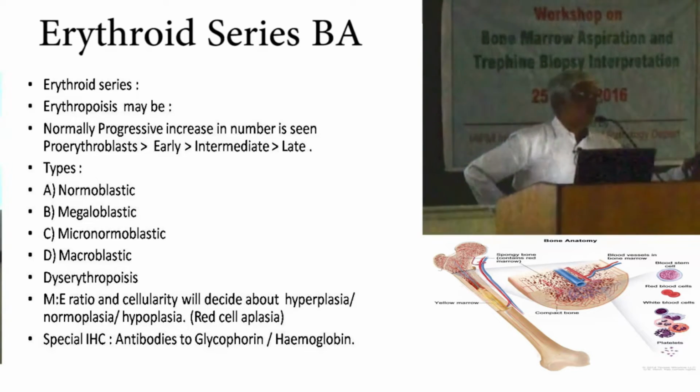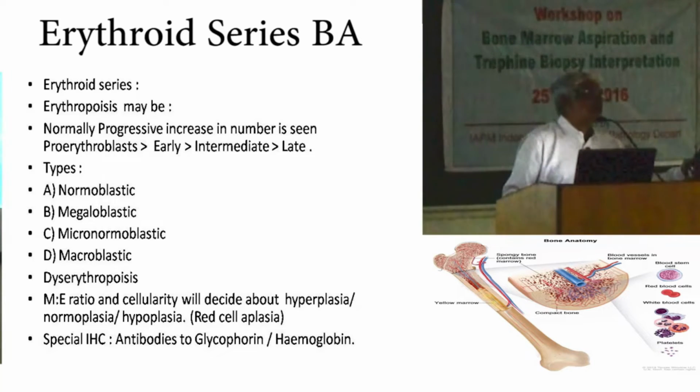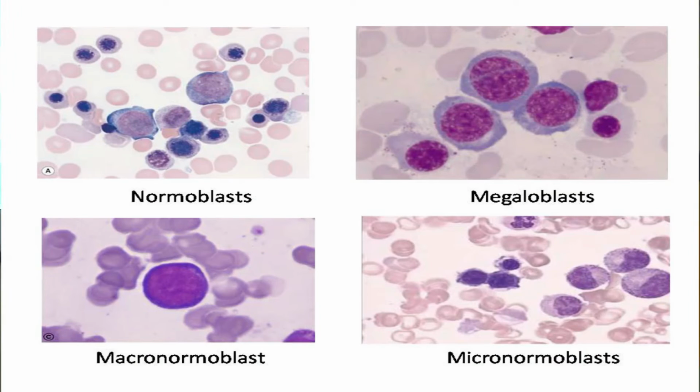So they have to be distinguished, and by describing them, you will never catch them. You have to see and learn. That is the experience, that's what I can tell you. So, these are the different cells. These are the normoblasts, which almost all of you must have seen.